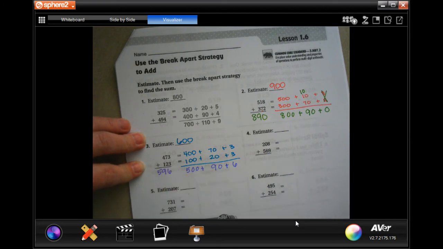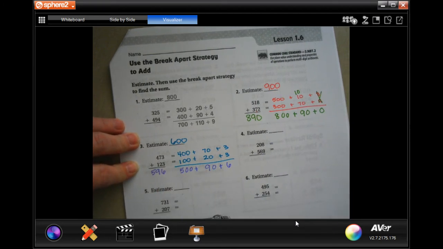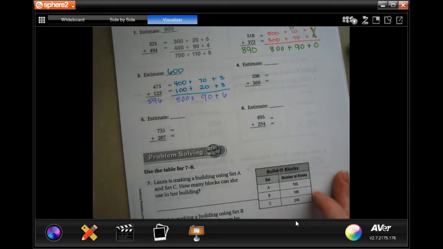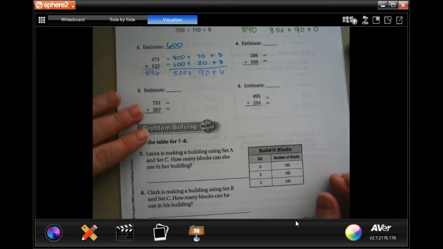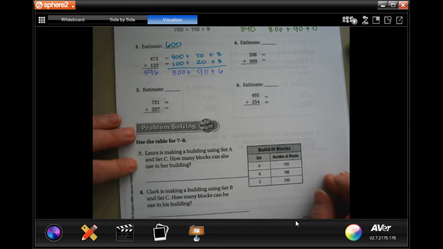Done. Okay. All right, you guys are going to go ahead and do 4 through 6. Okay, we're going to go down and do the problem solving. It says Laura is making a building using set A and set C. How many blocks can she use in her building?